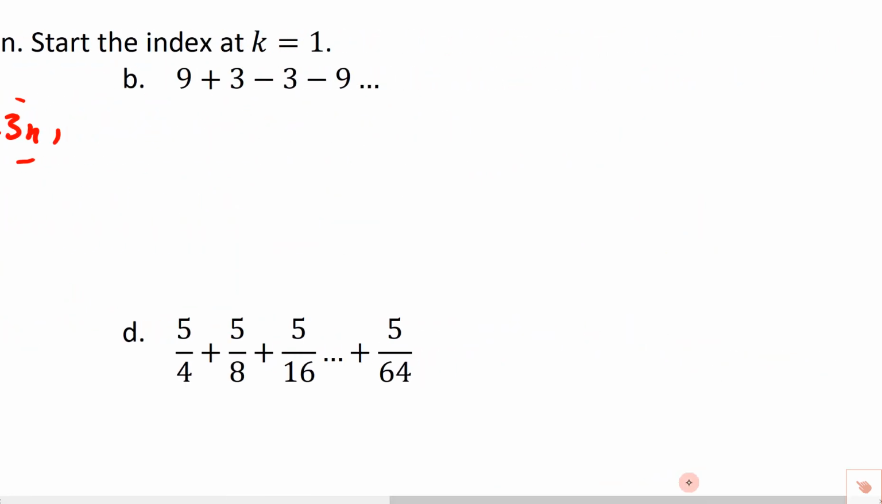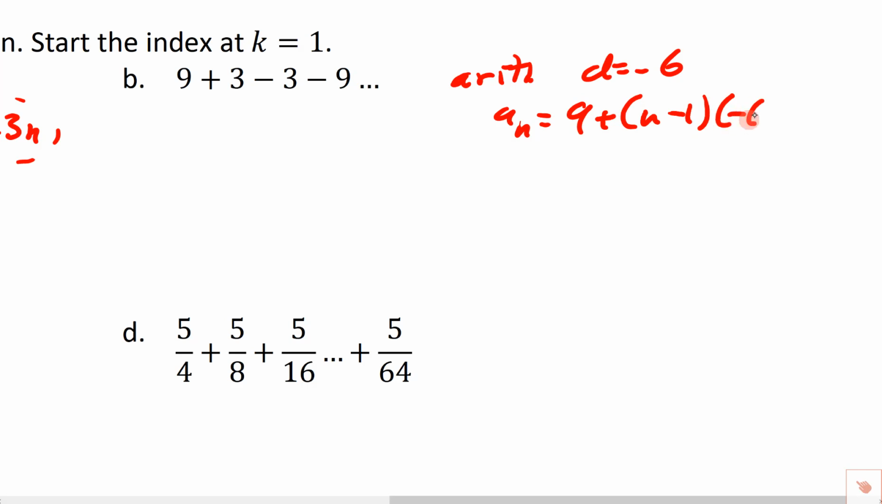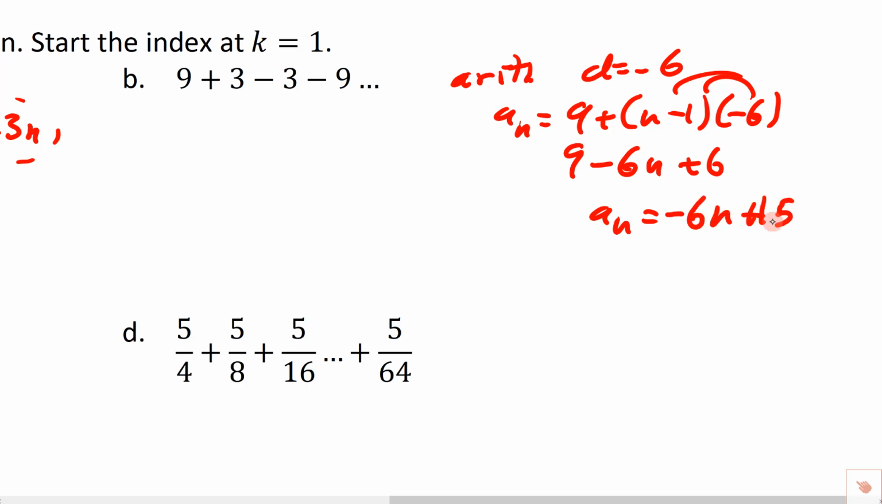Okay, take a look at this one. Arithmetic or geometric? Arithmetic. Common difference? Very good. Common difference is -6. So the nth term formula is going to be the first one, plus n minus 1 common differences of -6. Please be super careful when you've got a negative difference. Make sure you're distributing it through the right way. If you don't, you're going to get the wrong answer. So this is going to be 9 minus 6n plus 6. So this is going to be -6n plus 15.